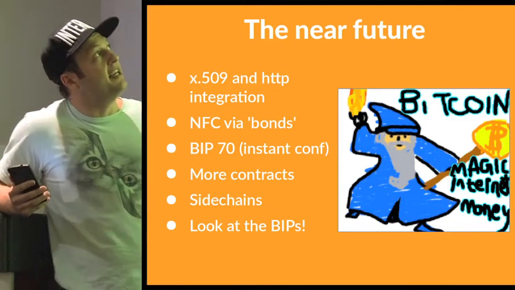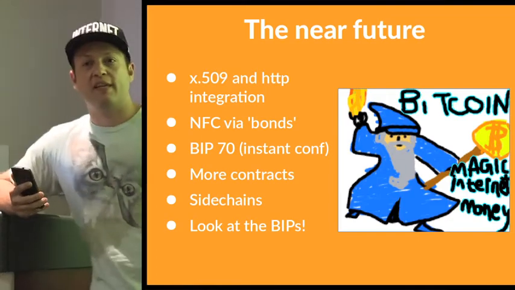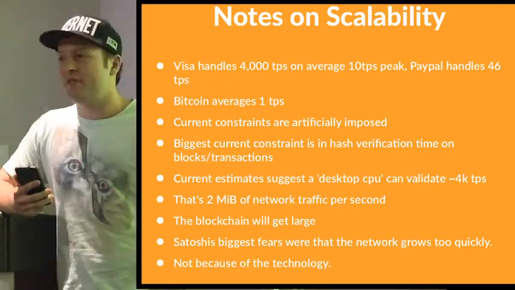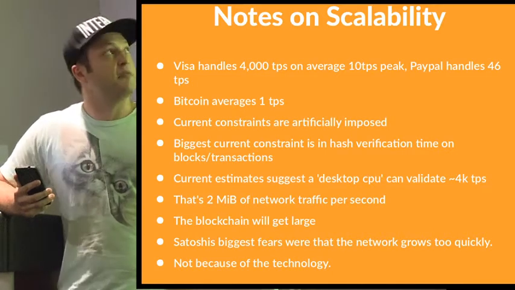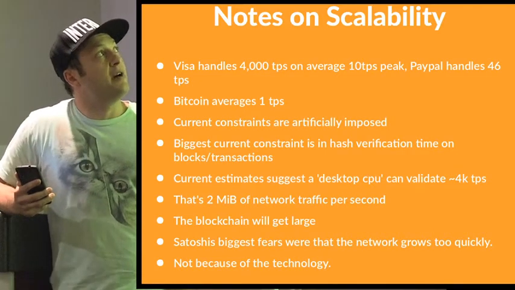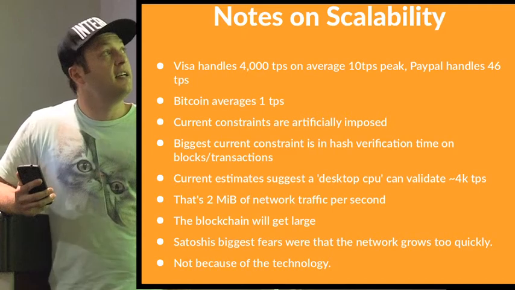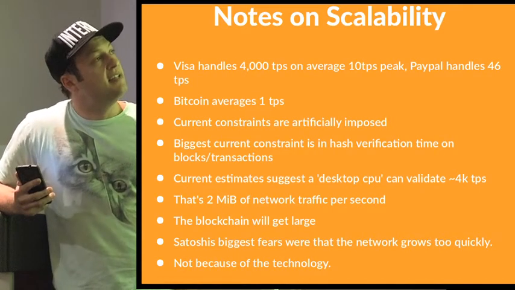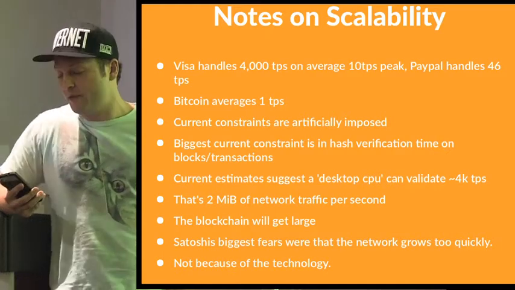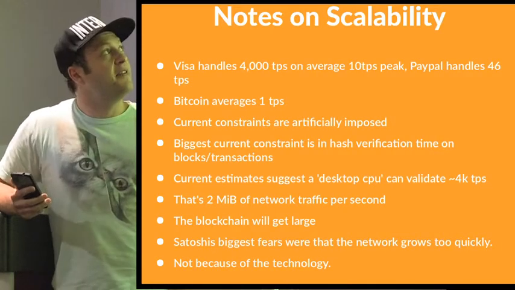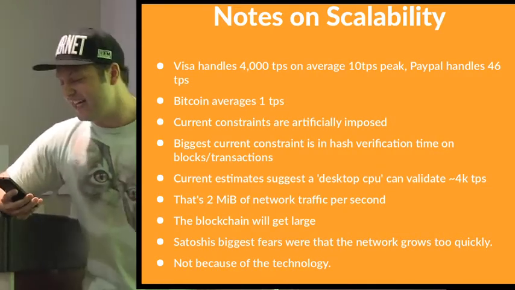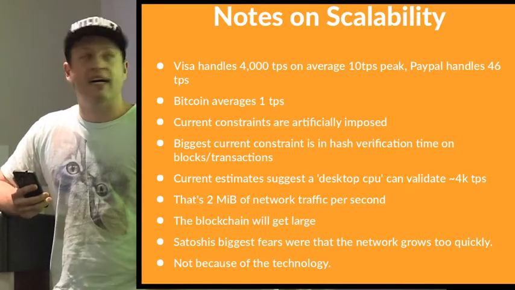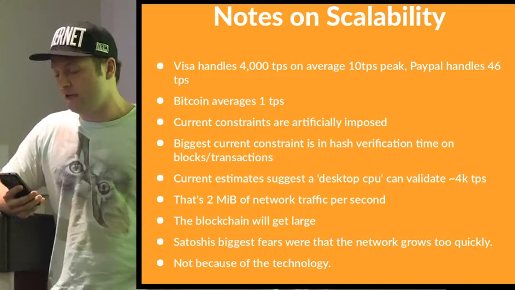And this is my last slide here. I want to end on some notes relating to scalability. One of the common criticisms against Bitcoin is that it would not scale. I think that is completely wrong. Visa handles about 4,000 transactions per second, 10,000 at peak. PayPal comes in at a comparatively small 46 transactions per second, and Bitcoin comes out at a very, very small one transaction per second. That one transaction per second is primarily an artificially imposed constraint. That number has been growing over time and will continue to grow.